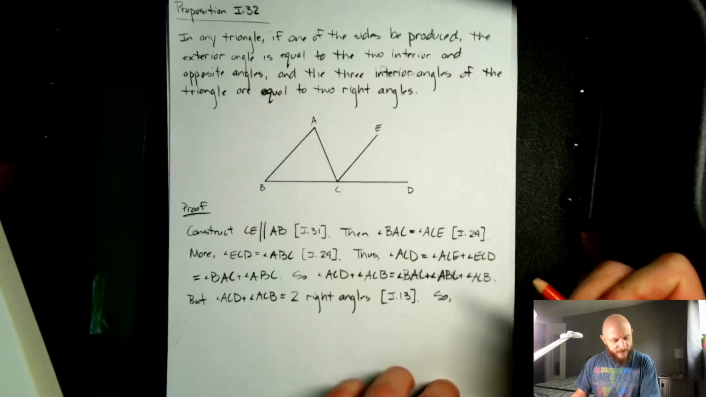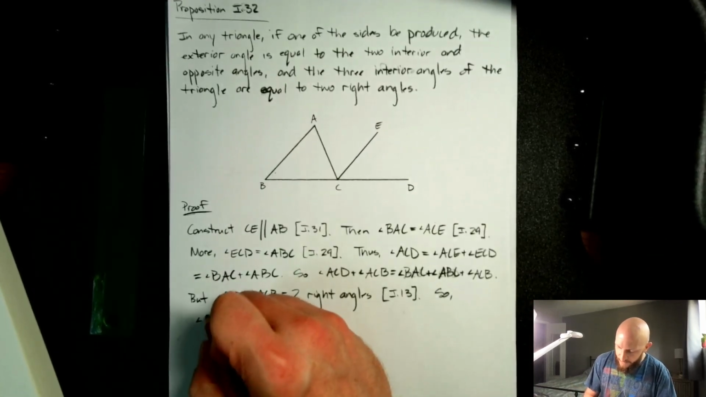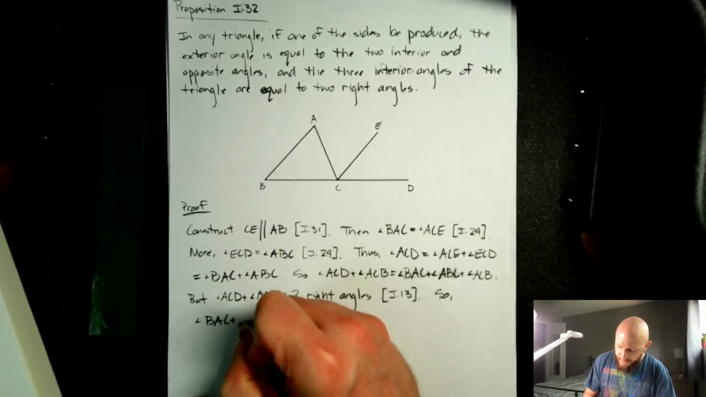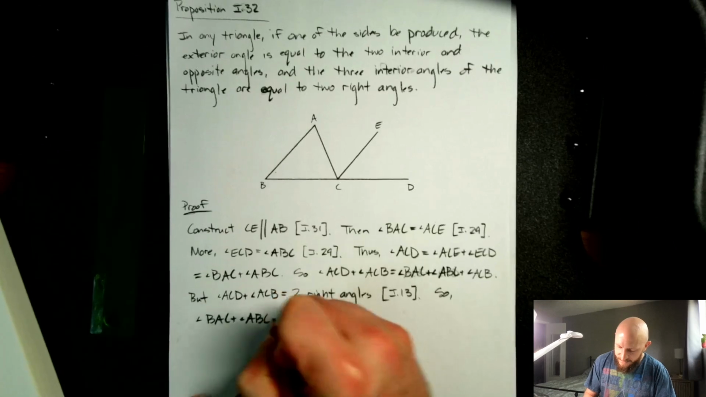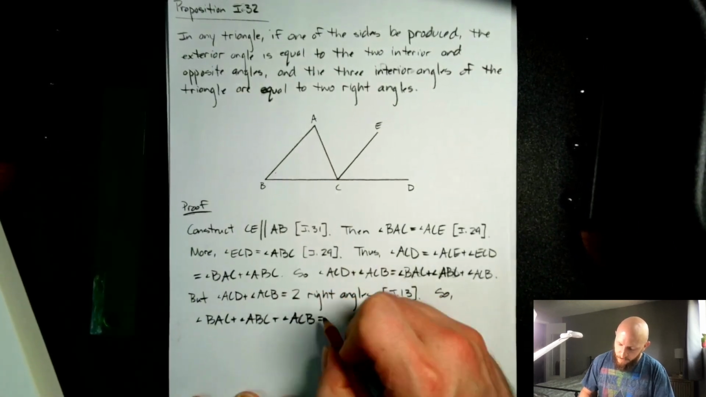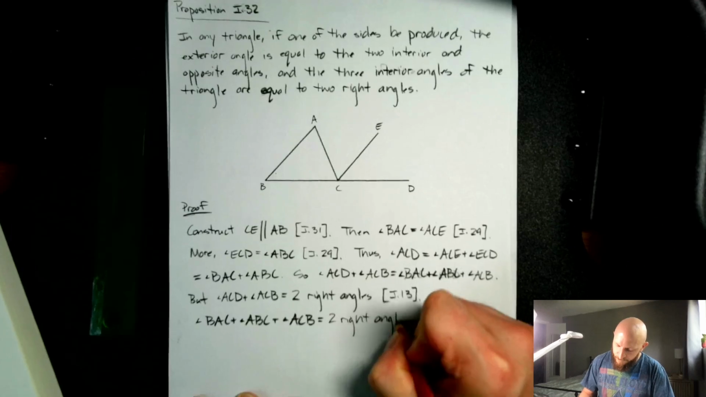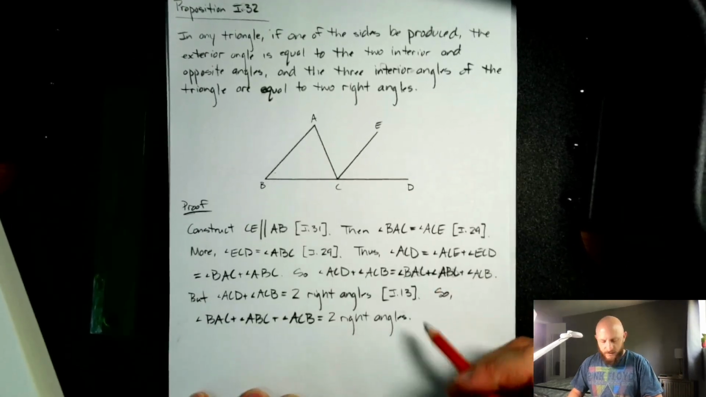So just to finish it off, angle BAC plus angle ABC plus angle ACB equals 2 right angles. And that's what we needed to prove.